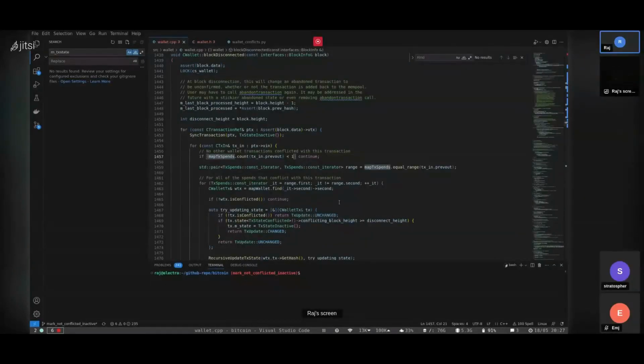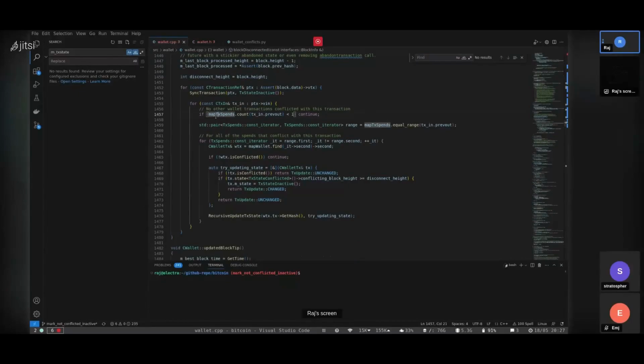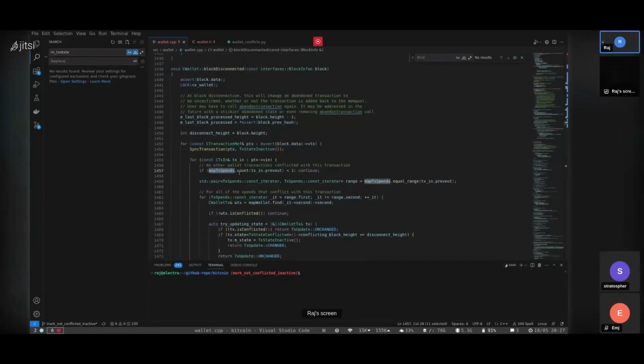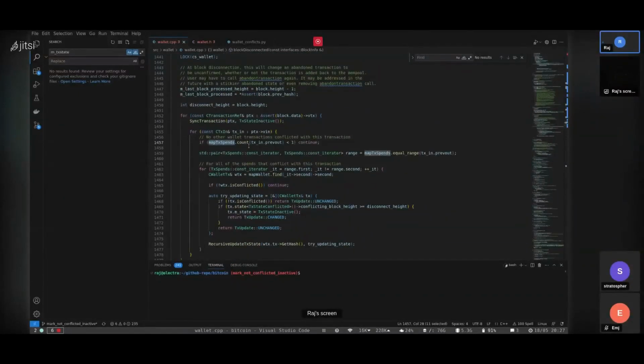So here it is used in the block disconnection. It's saying for each transaction in the block vector of transactions, for each transaction input of that transaction, if our mapTxSpends count for that input is less than 1, that means no other wallet transaction conflicted with this transaction.